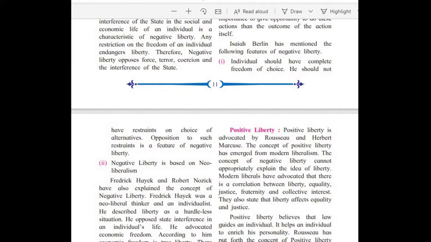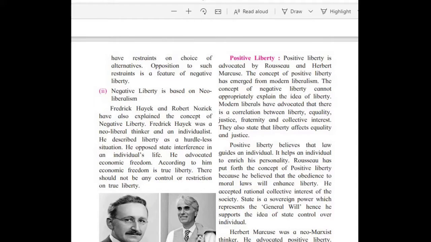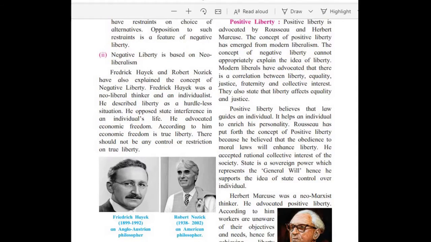Isaiah Berlin has mentioned the following features of negative liberty. An individual should have complete freedom of choice. He should not have restraints on the choice of alternatives. Opposition to such restraint is a feature of negative liberty. Negative liberty is also based on neoliberalism.